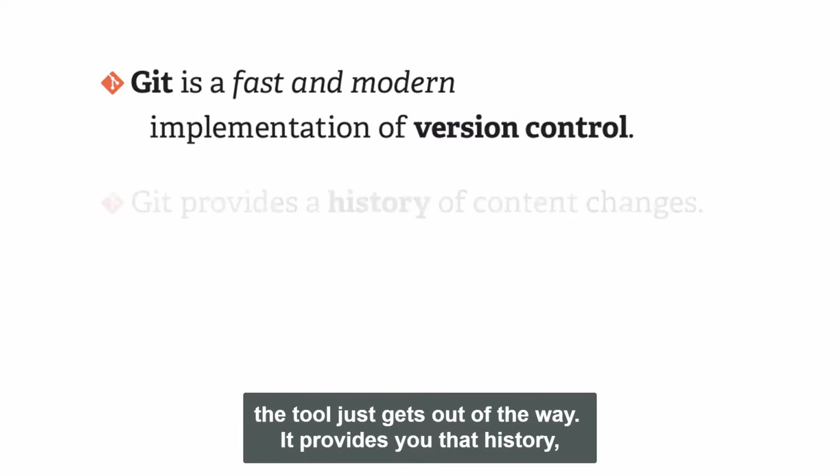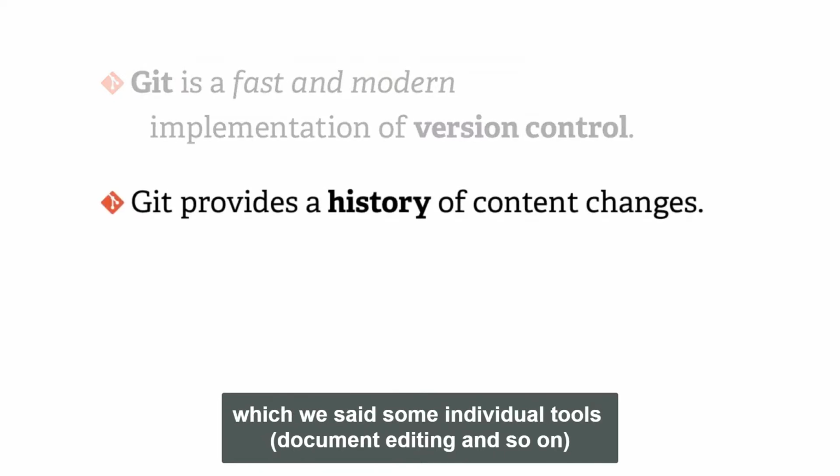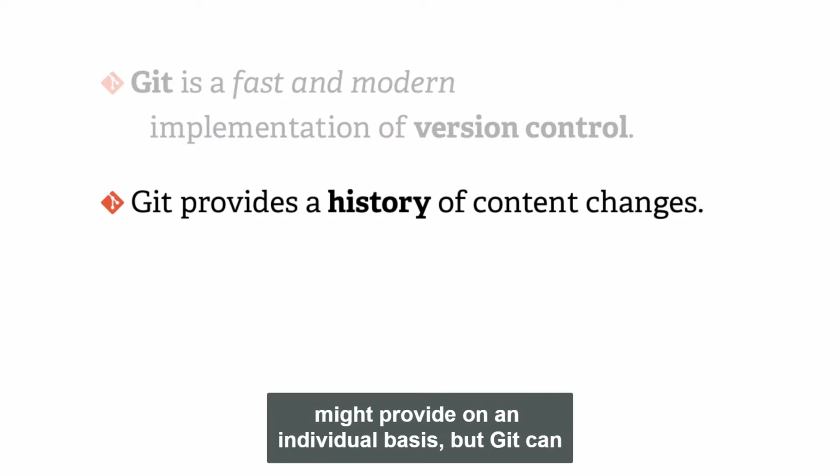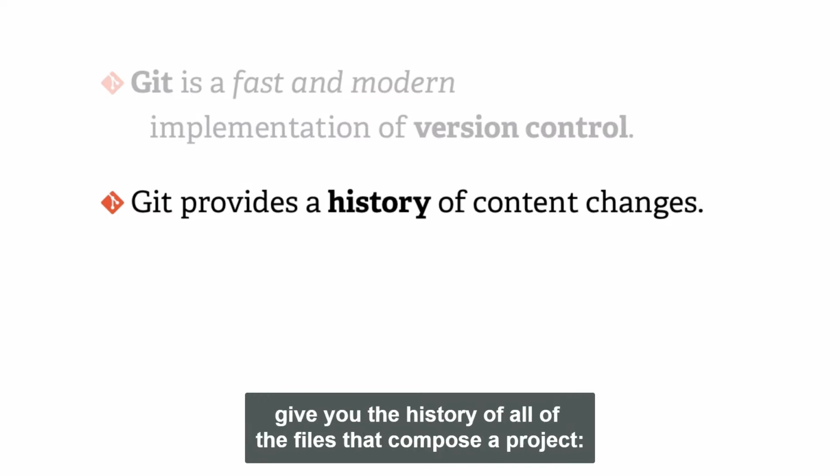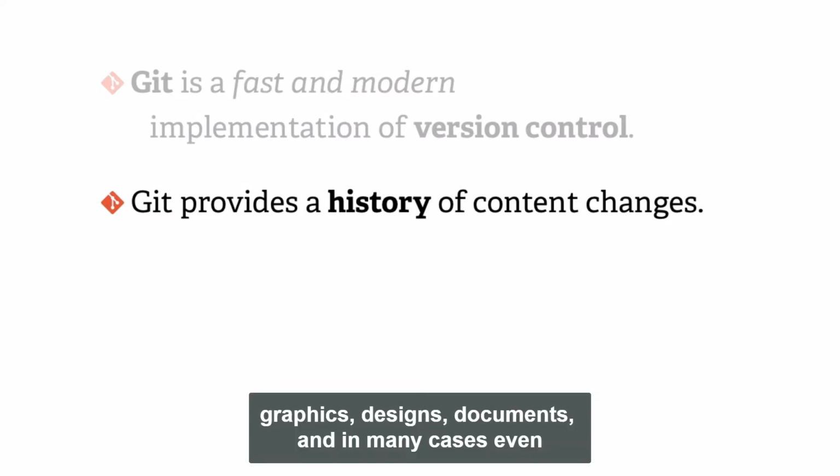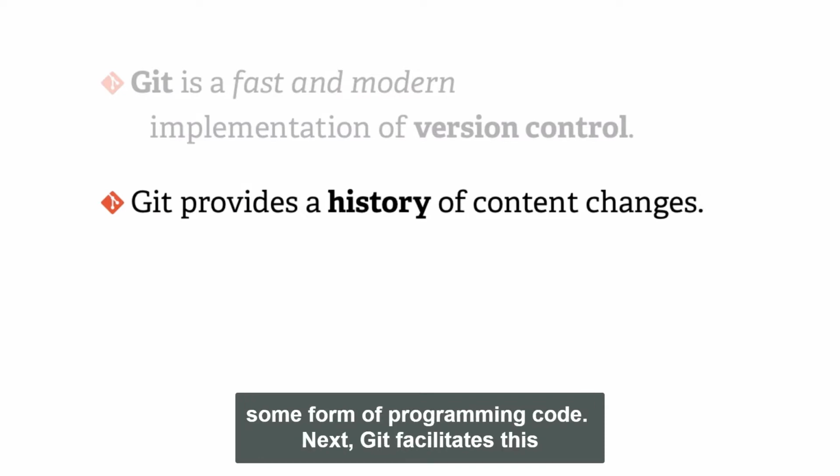It provides you that history, which we said some individual tools, document editing and so on, might provide on an individual basis, but Git can give you the history of all of the files that compose a project: graphics, designs, documents, and in many cases, even some form of programming code.